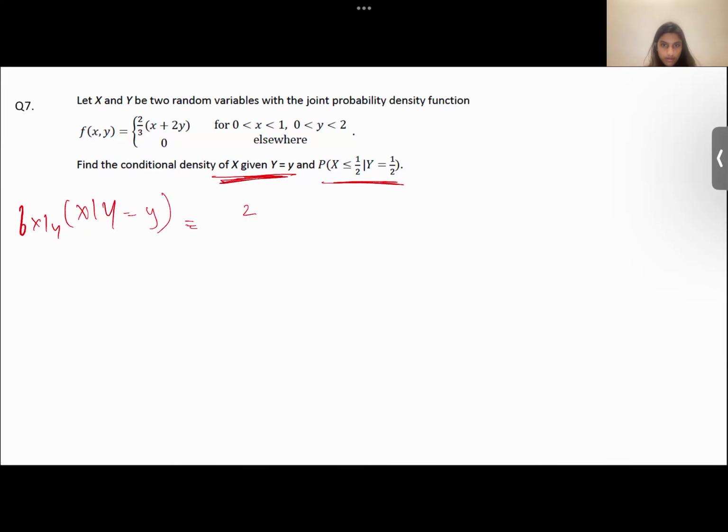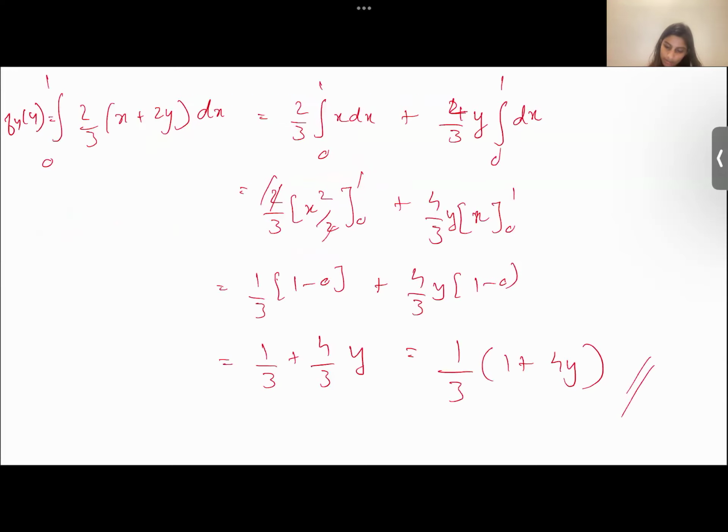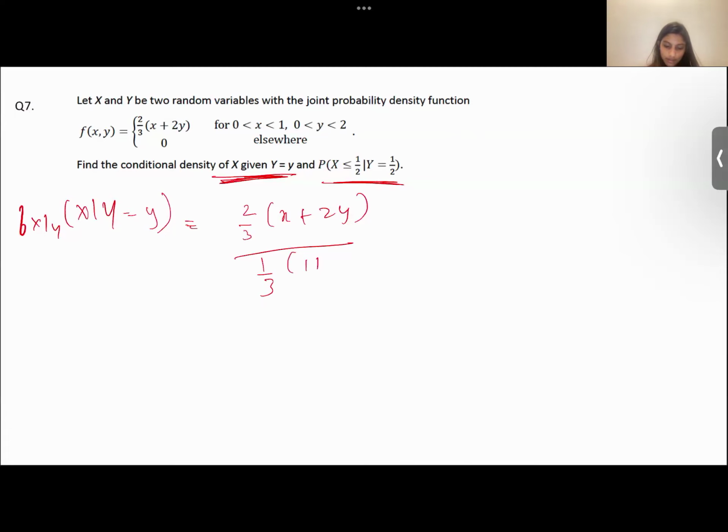So what do you do? 2 by 3 x plus 2y divided by the marginal density of y. What was it? 1 by 3, 1 plus 4y. If you just solve this, it's basic multiplication. This is actually the answer for this. And then your next part is you have to substitute these limits.